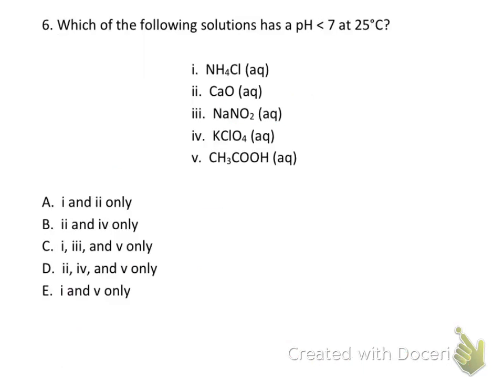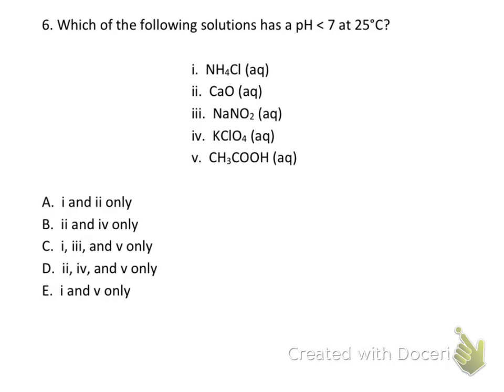Alright, here we're going to do a little analysis of 5 chemical species and try to figure out which ones of these have a pH that is less than 7. So pH less than 7, we're looking for acidic species here.